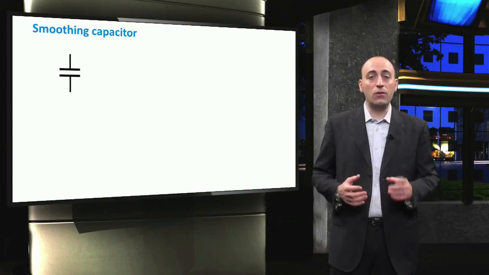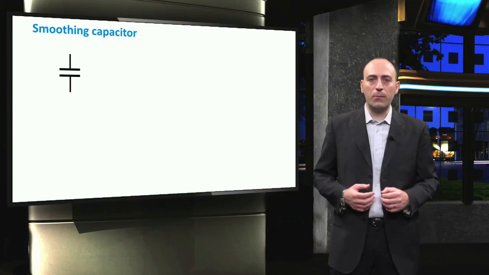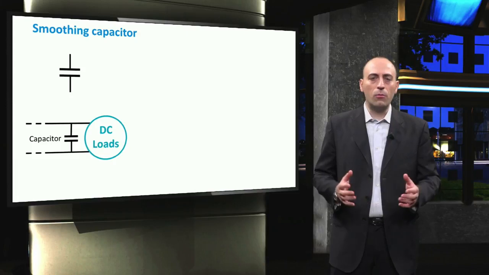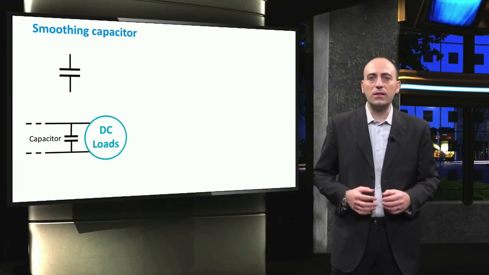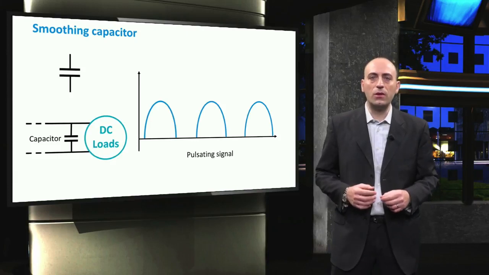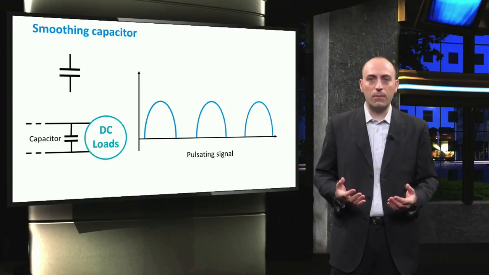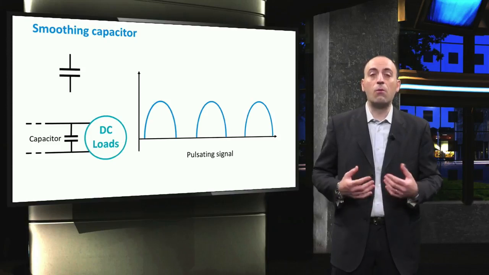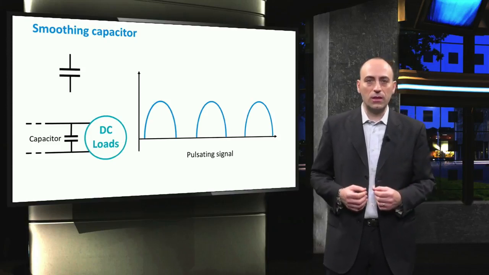And finally, another important component is the smoothing capacitor, which is placed in parallel with the load. From all these switches, the resulting signal is periodic in time, but actually the output of a DC-DC converter has to be also a DC signal. So the solution is to place a smoothing capacitor, also called a reservoir capacitor, to smooth the signal.